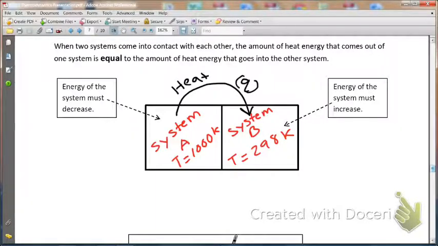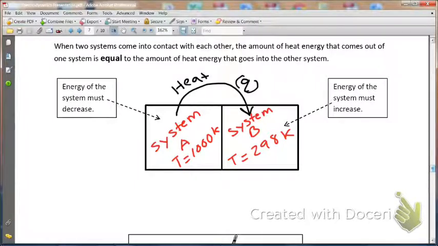Now, system A, since it's losing heat, must have a decrease in energy overall, and system B, because it's gaining energy, must have an equal increase in energy. The two systems that are in contact with each other, A and B, are going to eventually come to a point where both systems have equal amounts of average kinetic energy, and the temperature will be the same at that point, okay?